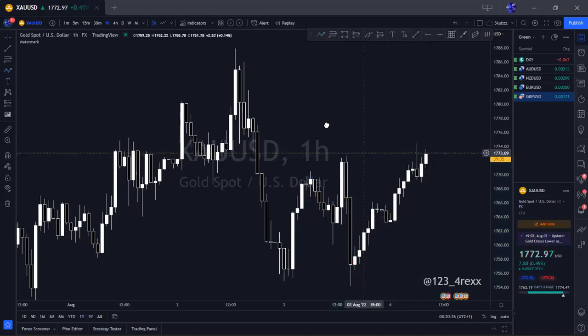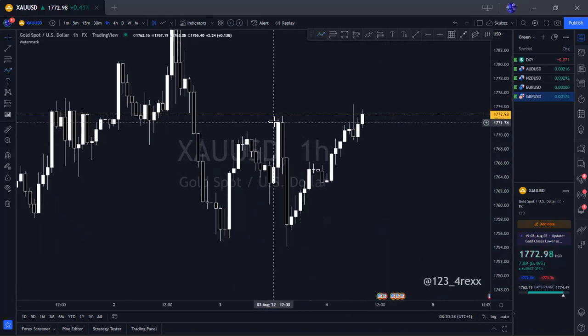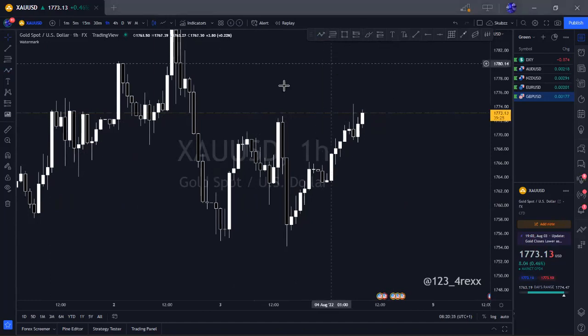Gold, I think I caught about 130 pips on gold yesterday. It was good, this whole down move. I think I got it from the top. Okay, that's very nice.